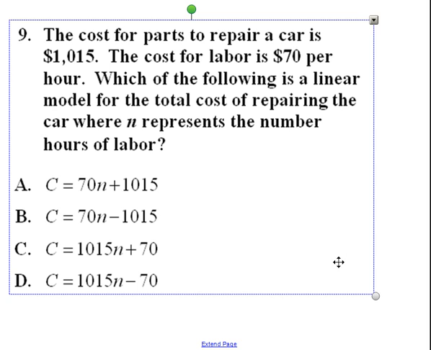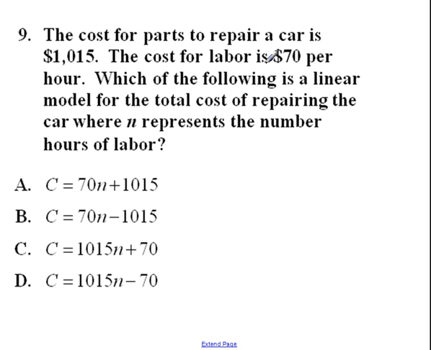Alright, number 9. All we got to do is check out what's going on inside of our problem and make sense of it over here. We got costs for parts. Our labor is going to be $70 per hour. Per being our important word here, per meaning multiply. So I need 70 times something, not 70 plus or 70 minus. I need 70 times n here.